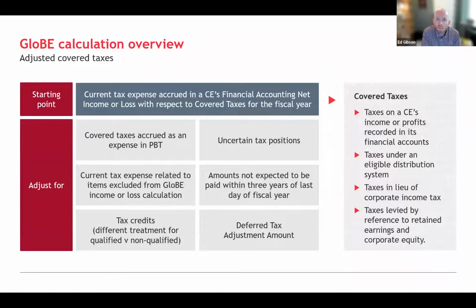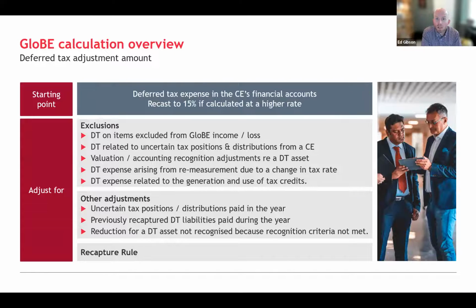The last one on here I'll mention is the deferred tax adjustment amount, which, if we move on to the next slide, has its own slide because it's a bit more complicated. What we've done on the previous slide is basically deal with current taxes. We then need to make an adjustment for deferred taxes. So again, the starting point is what's in the accounts, so the expense in the constituent entity's financial statements.